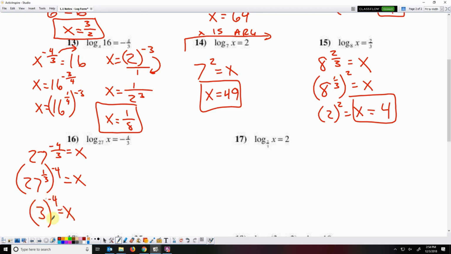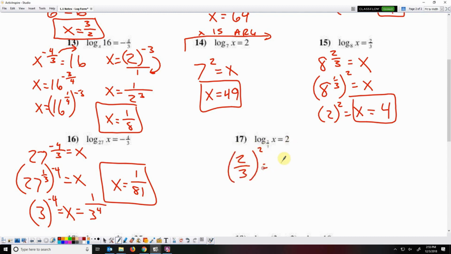And I have a negative power, so I need to move this down to a denominator to have a positive power. So that's 1 over 3 to the 4th power. So 3 times 3 is 9, times 3 is 27, times 3 is 81. So x is 1 over 81. And number 17 is 2/3 to the 2nd power equals x. I need to raise the numerator to the 2nd power, and the denominator to the second power.